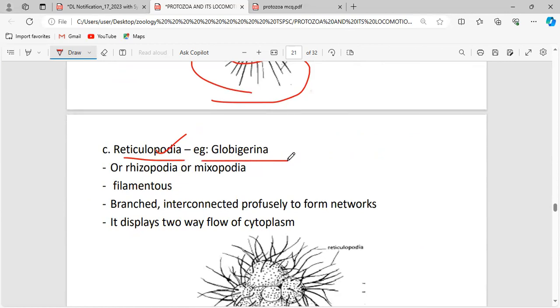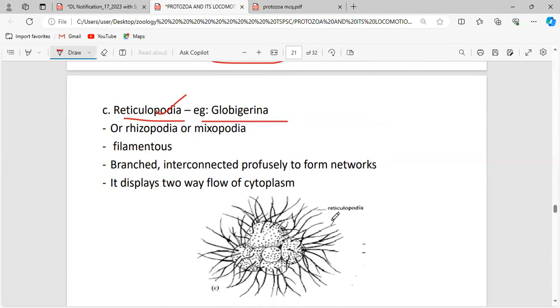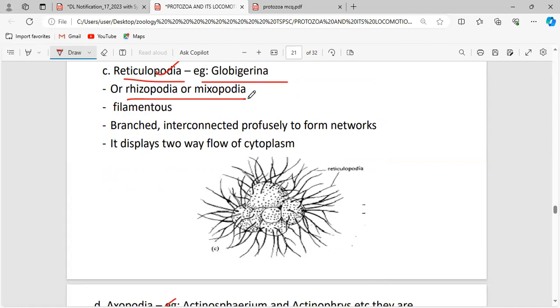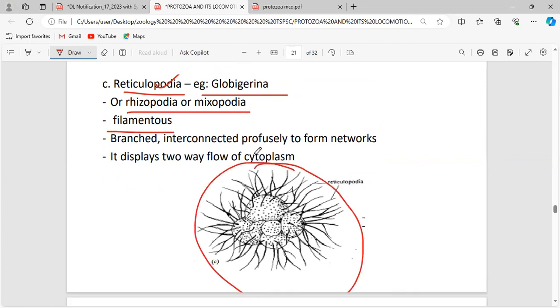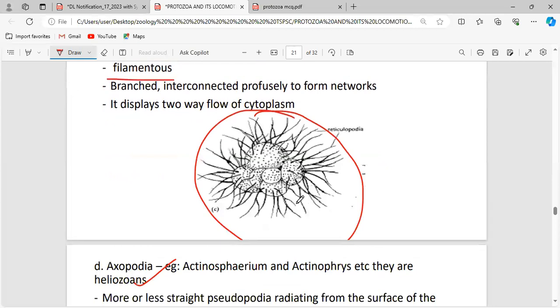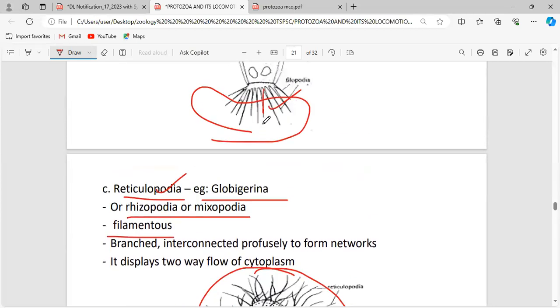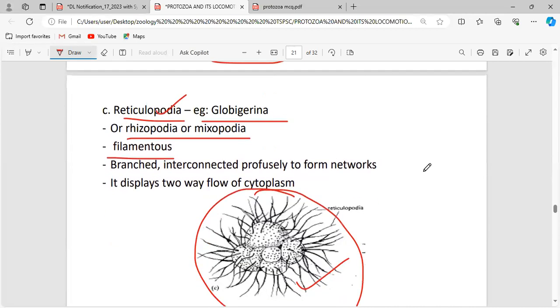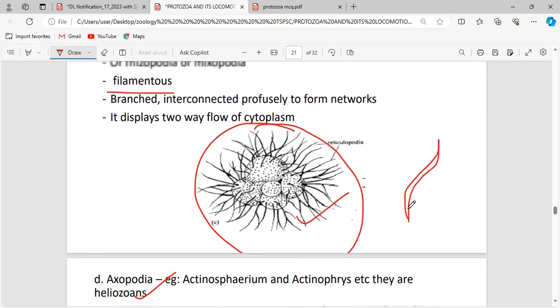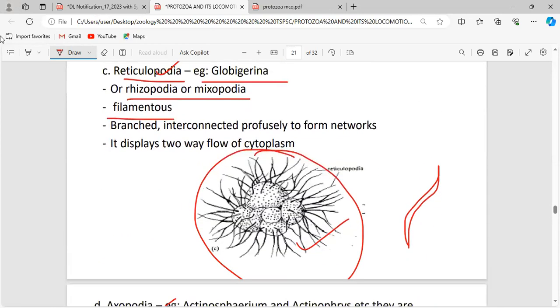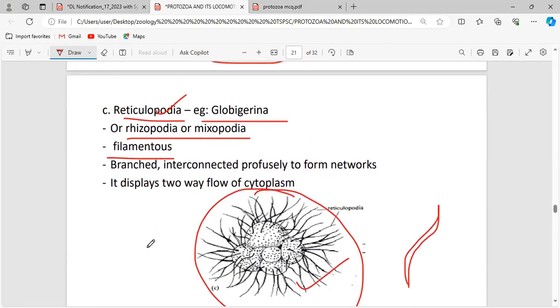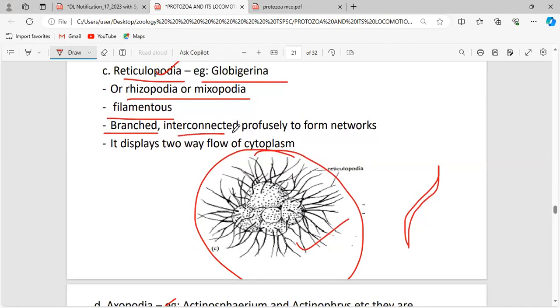In reticulopodia, just remember the example, Globigerina. It is also called rhizopodia or myxopodia. See, it is filamentous in nature. How does this filament look? It is a straight pointed tip, but here it looks like this. This is also a filament, but the structure is slightly different. From this structure, the name reticulopodia arises. They are branched and interconnected profusely to form networks.